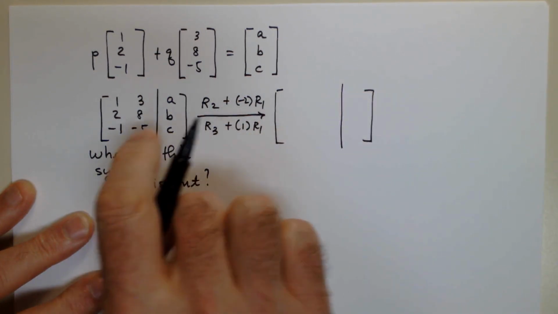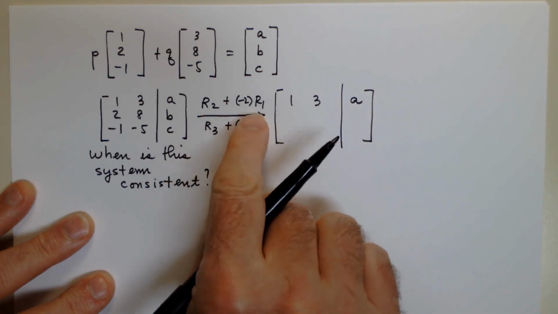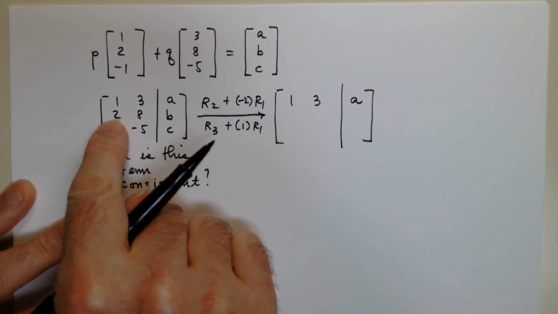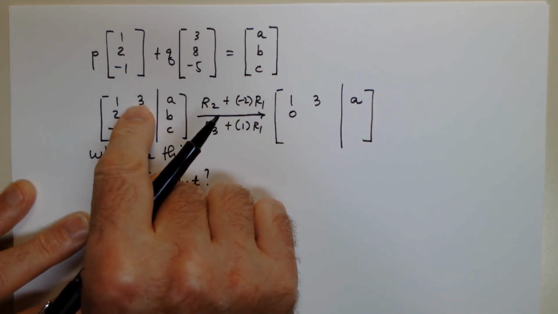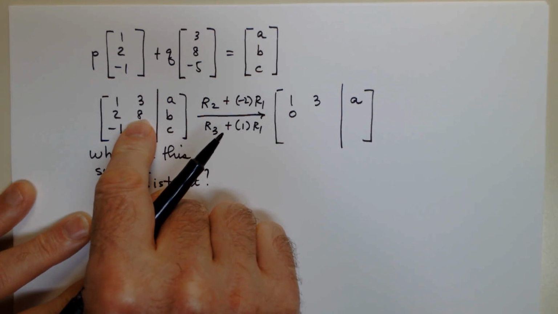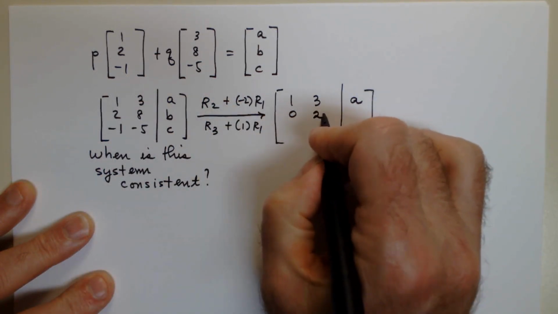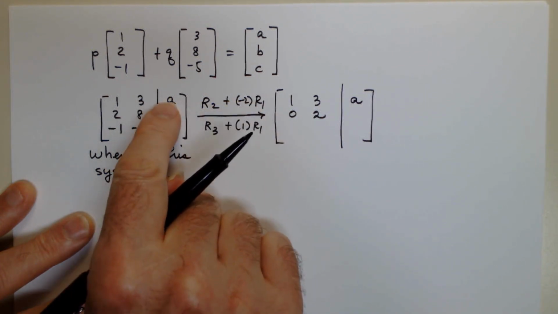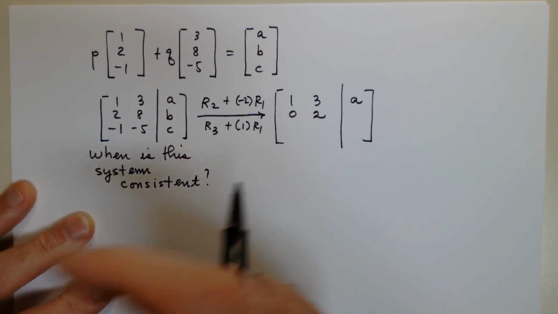Now row 1 is not changing, so I'll just put that one in right away. Now let's see the effect on row 2. Remember, I'm multiplying by negative 2 and then adding down, so that's going to produce a 0 in that position. Negative 2 times 3 is negative 6, added onto the 8 gives me a 2. Now here's where it gets tough because I have to work with these symbols. I have to do negative 2 times A and add that onto B, so that's going to be B minus 2A.